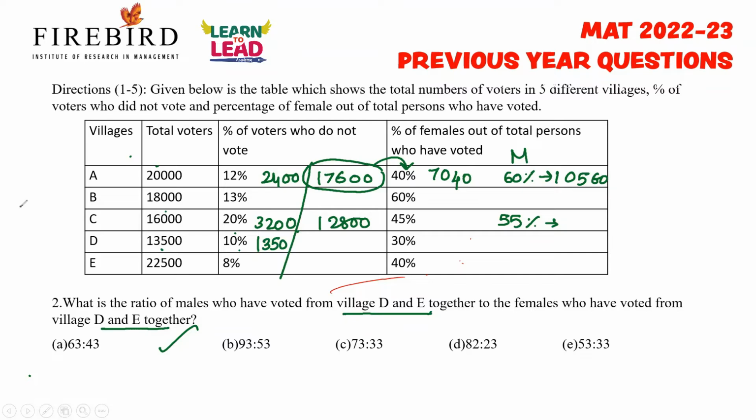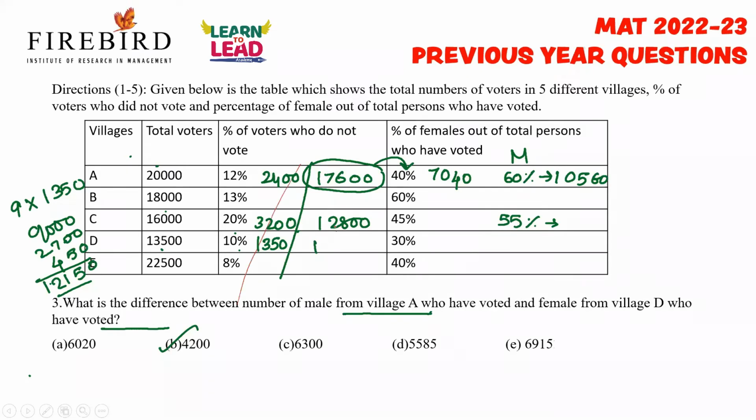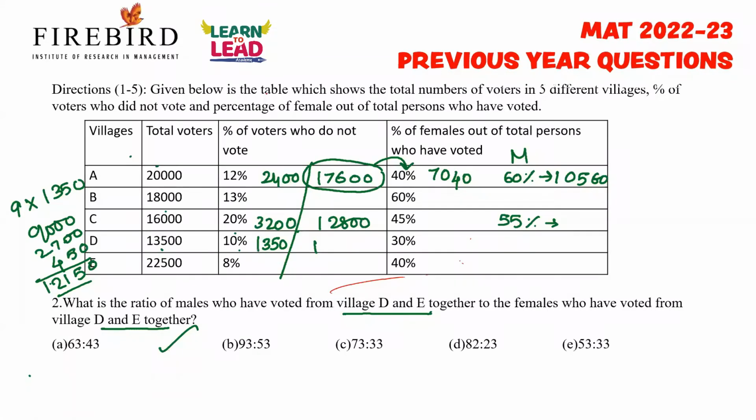So it is very simple. So that is 9 into 1,350, you can do it. Okay, 9 into 1,000, 9,000. 9 into 300, 2,700. 9 into 50, 450. So 0, 5, 7 plus 4 is what? 11, 1, 2, 150. Okay. So 12,150 are the persons who have voted.